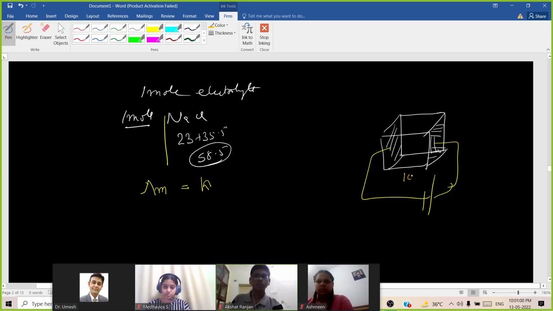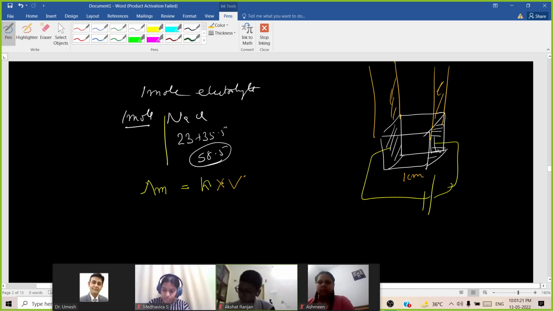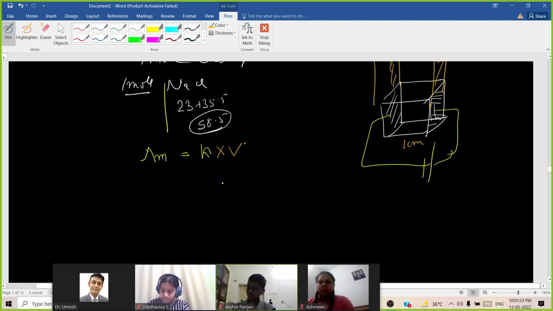The distance is to be maintained as 1 centimeter, but you can increase the surface area so that the total volume can increase. So the surface area should be so large that the whole of the salt is contained between the two electrodes. It means now we have to multiply with the volume V. Understood?